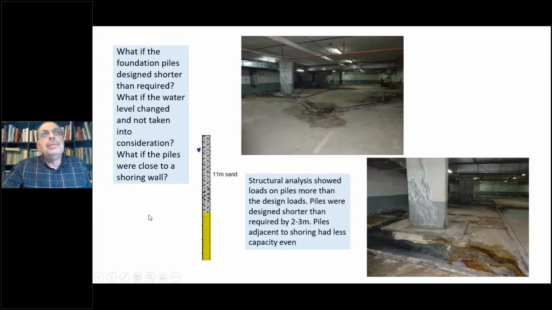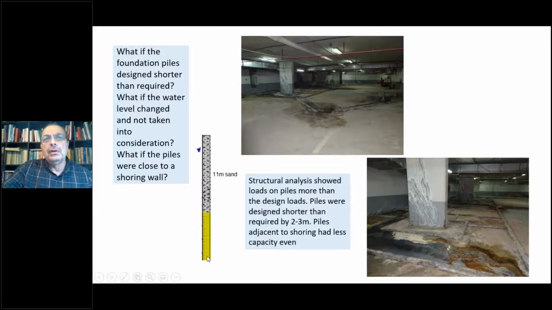Let's see a design problem. What if the foundation pile is designed shorter than required? In this building, the foundation piles at the edges were very close to the shoring wall. And the shoring wall extended, say, 10 to 12 meters, somewhere here.